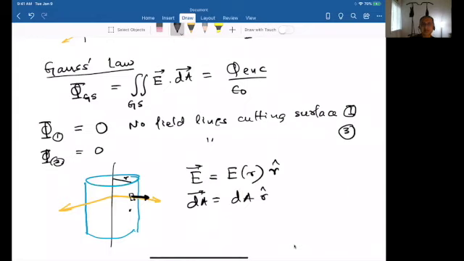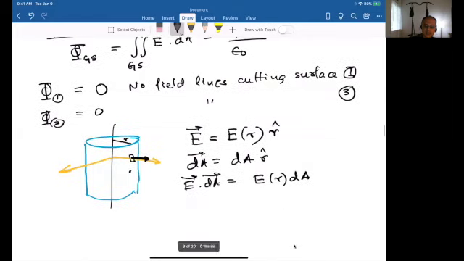Notice how similar this is to the spherical symmetry case. Now you can just follow exactly the same steps that we had in the case of spherical symmetry. The next thing to do would be to calculate E dot dA. That is going to be our unknown E of r multiplied by dA. Then we have to integrate this over the entire surface of the cylinder, so we have to calculate the surface integral of E dA.